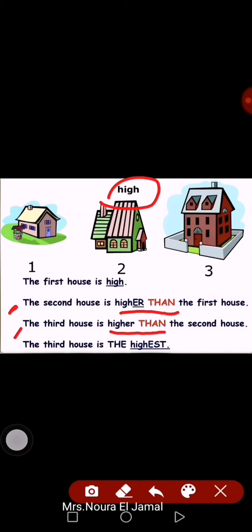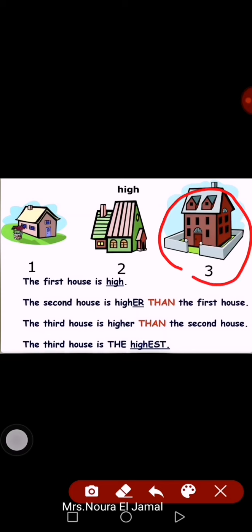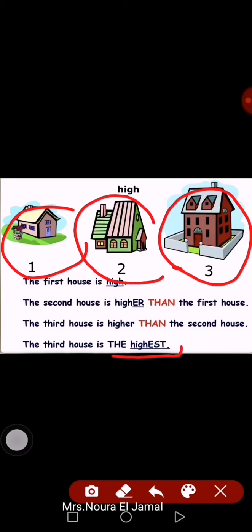The third house, if I compare between the third house and the other two houses, I will use the superlative. So we can say the third house is the highest. The third house is the highest because I compare between the third one and also the second one and the first one. Correct? The third house is the highest.